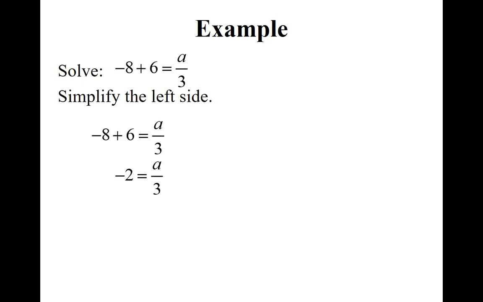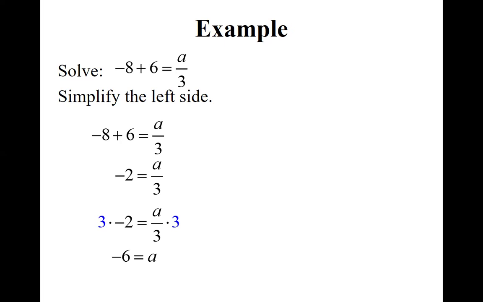Then on the right, we need to undo dividing by 3. We do that with multiplying by 3 on both sides. 3 times -2 is -6. So -6 equals A. Times 3 divided by 3, those cancel each other out, just leaving us with A.